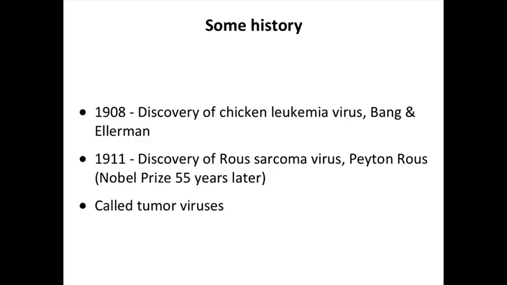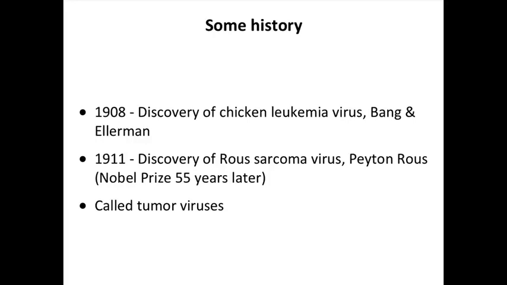The retroviruses first. Chicken leukemia virus, 1908. So this is way at the beginning of virology history. Remember, it wasn't until just at the end of the 1800s that viruses were discovered, so this was pretty early on. Bang and Ellerman found a virus, a filterable agent, which caused leukemia in chickens.